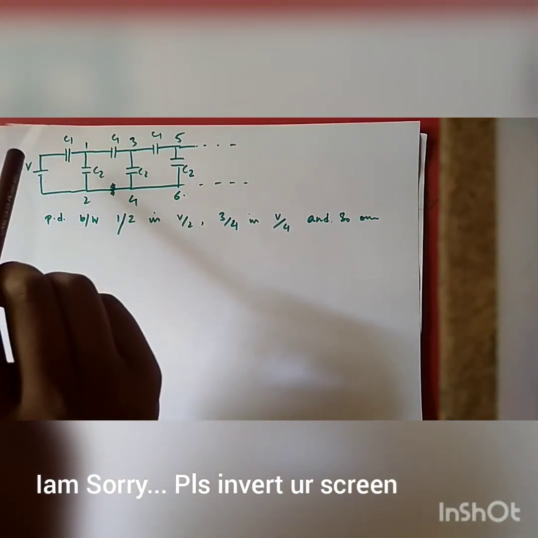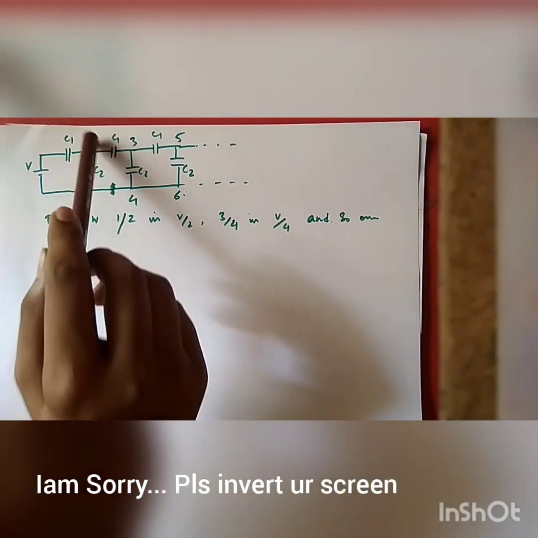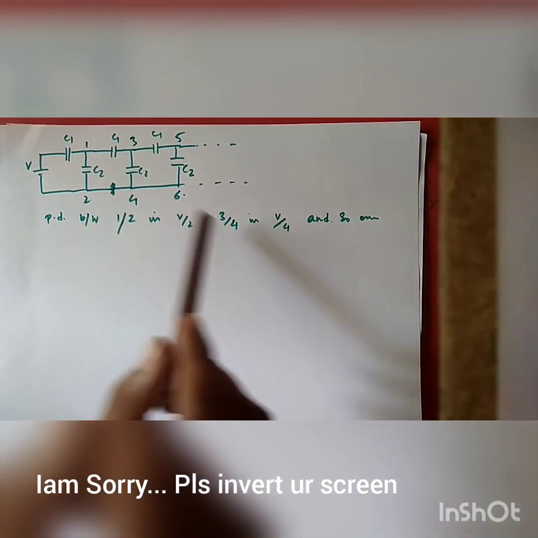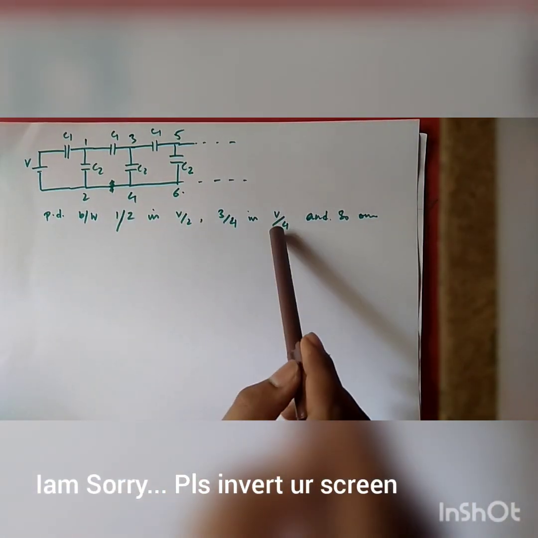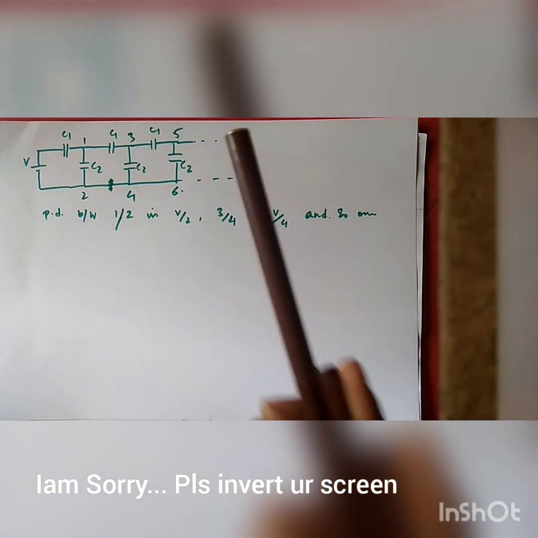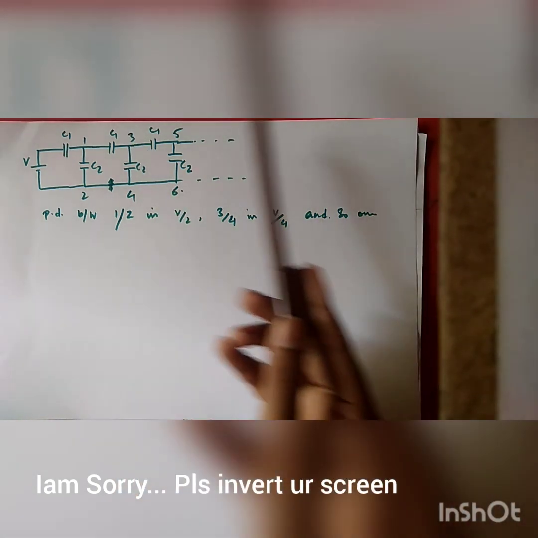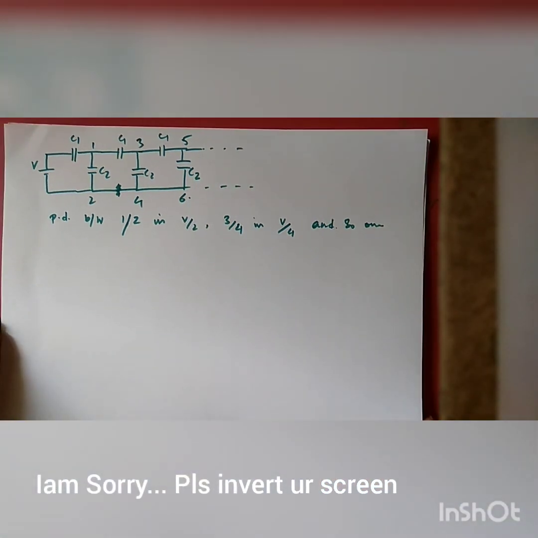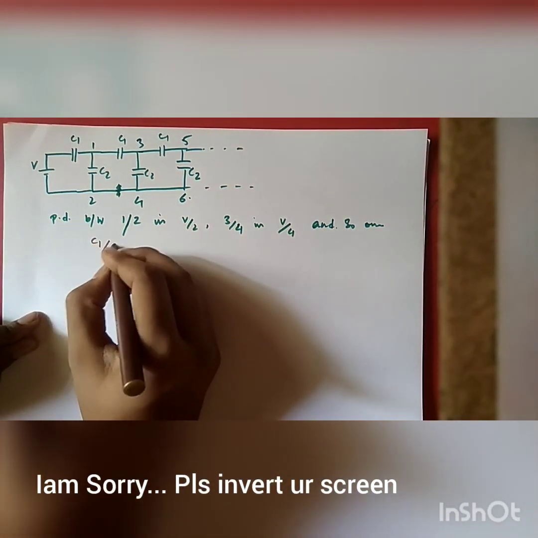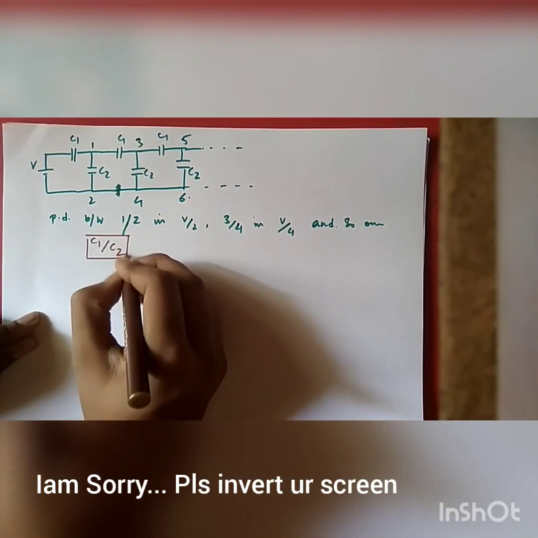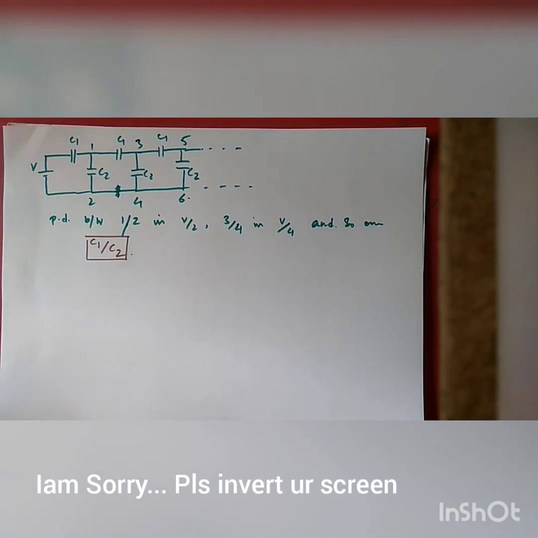has potential difference of V, and the potential difference between 1 and 2 is V by 2, 3 and 4 is V by 4, and 5 and 6 is V by 8, and so on. So the question is, they have asked me to find the ratio of C1 to C2, that is C1 by C2. It is really simple.